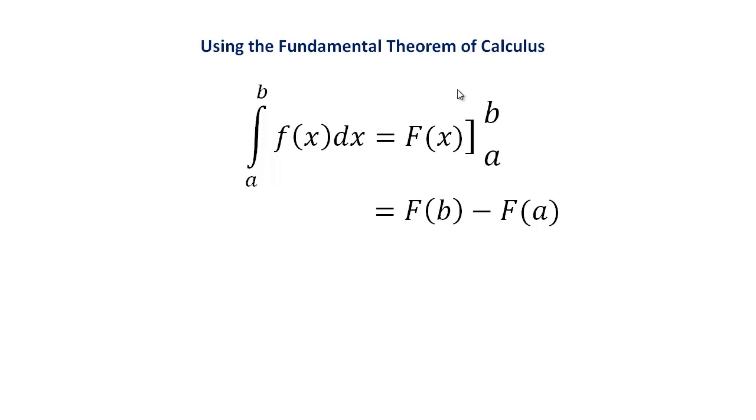So we're going to use another important notation to denote this F of b minus F of a, and that is capital F of x with this bracket from a to b, meaning we're going to evaluate the antiderivative at b minus the antiderivative at a. It's just a concise way to write this out. So let's get to an example.